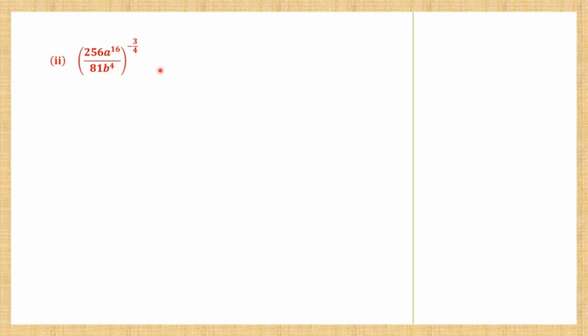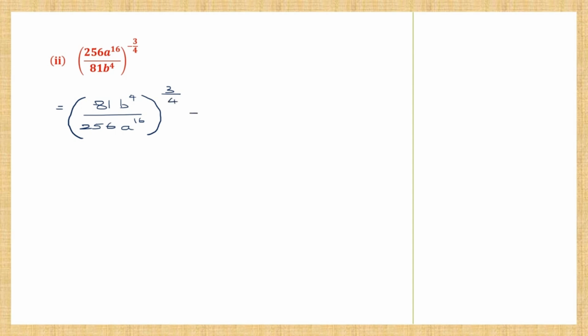So we can continue like this itself and at the end change our powers to positive, or right at the beginning we can change this to a positive power by writing the reciprocal. So let's do it that way. When we write the reciprocal, the 81b to the power of 4 comes to the numerator, and here we have in the denominator 256 a to the power of 16. Now this whole thing is now raised to the power of 3 by 4. So now the power has become positive.